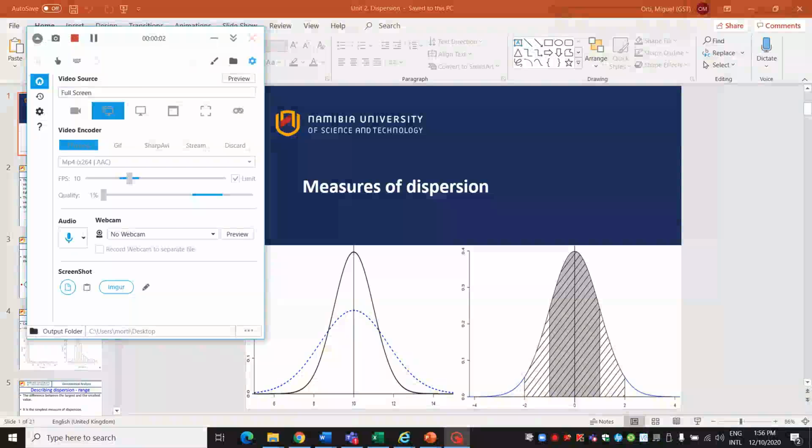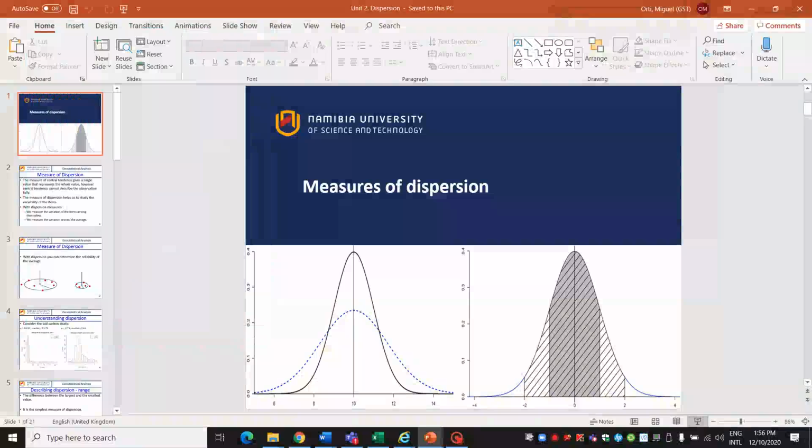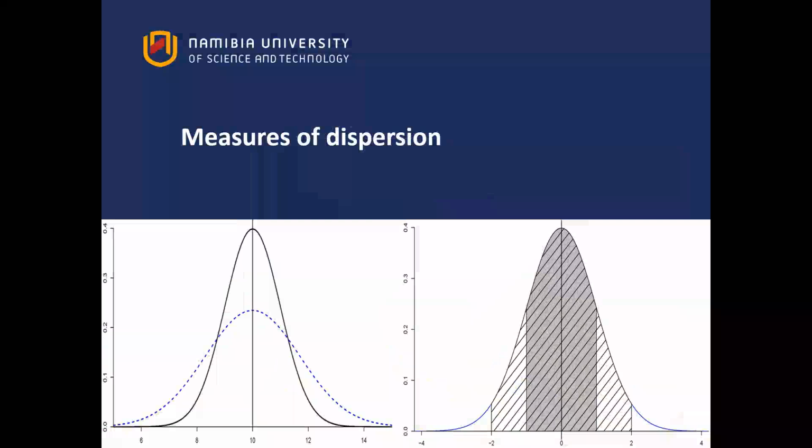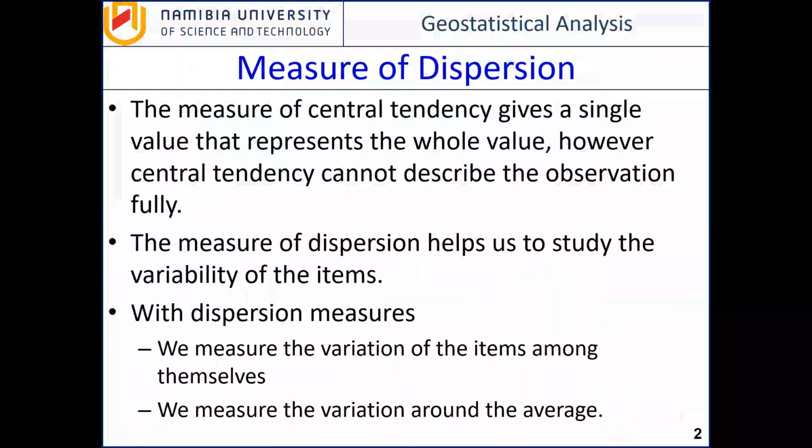Okay, so we continue with the next lecture, which is about the measure of dispersion. Remember, in the previous one we completed the central tendency measurements, but those measurements are somehow incomplete to define the population. We also need the dispersion. Why? Okay, let's go through the theory.